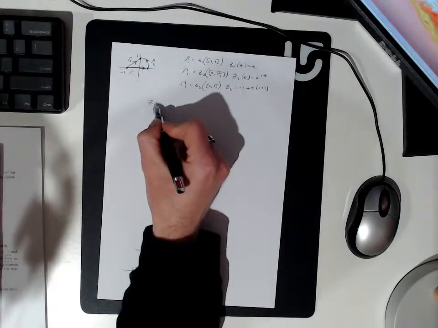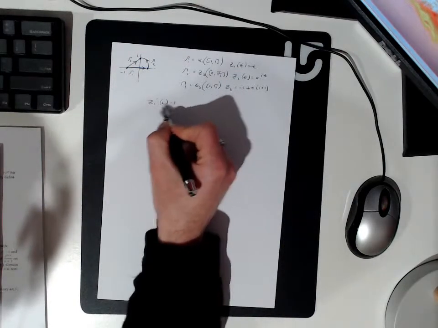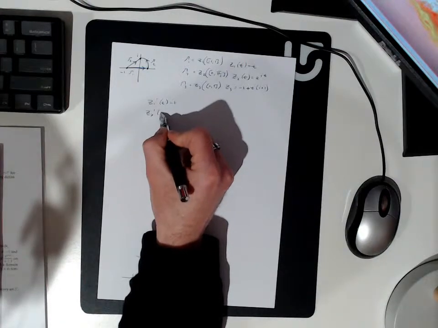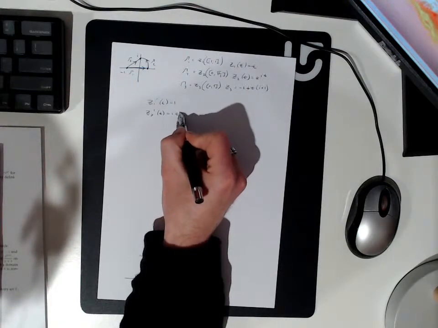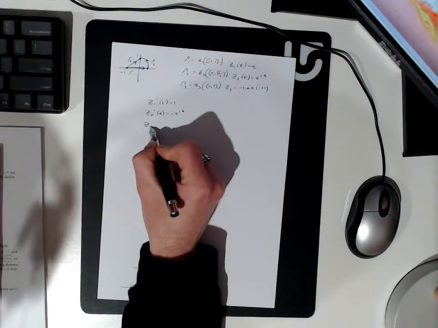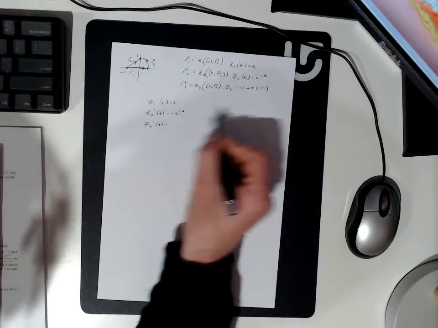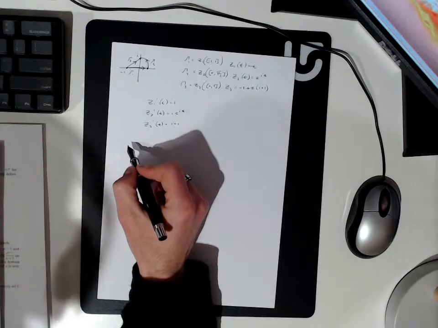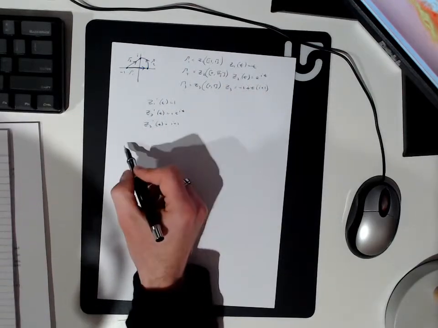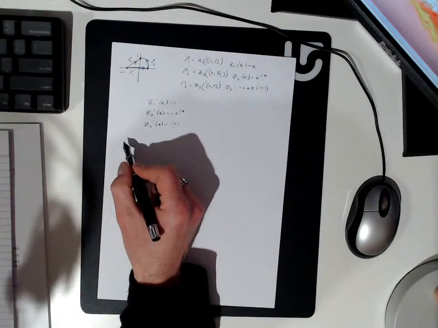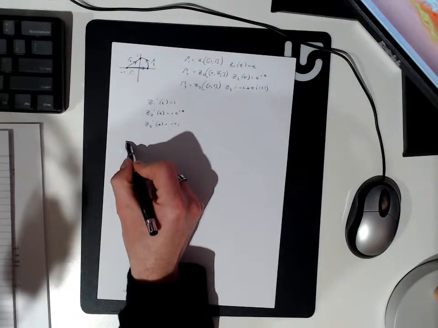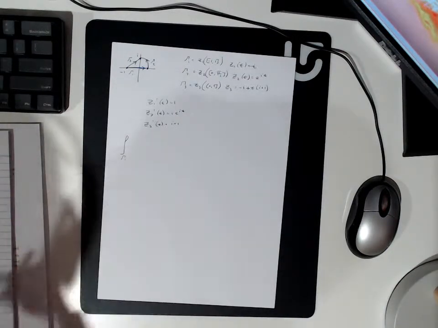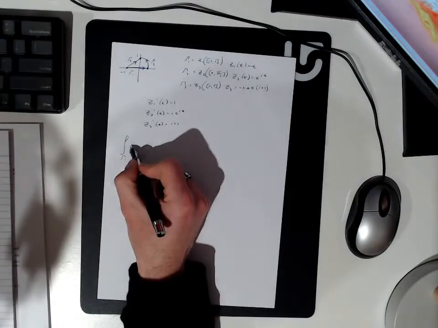So importantly, z1 dash of t equals 1, z2 dash of t equals i e^(it), and z3 dash of t equals i plus 1. So I can calculate the integral of each of these components themselves. I already know the integral of gamma 1 because we did that before, but we'll go through it again.